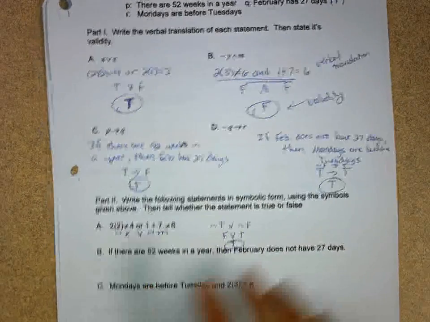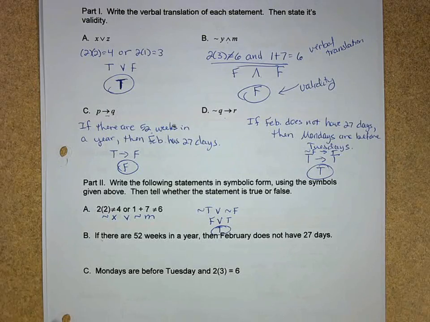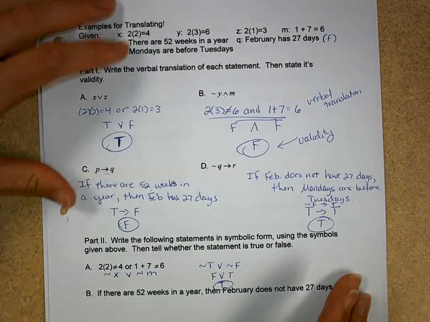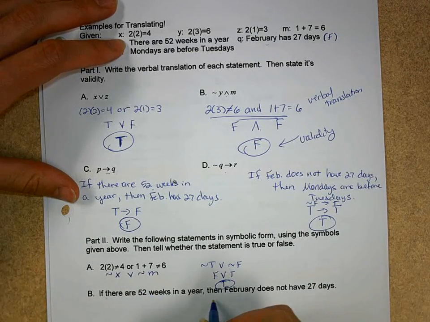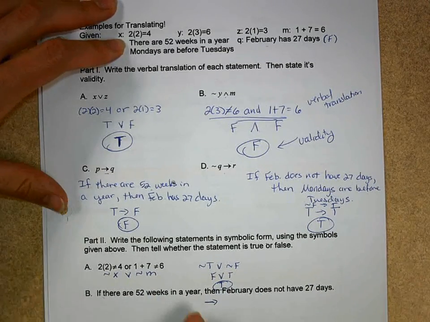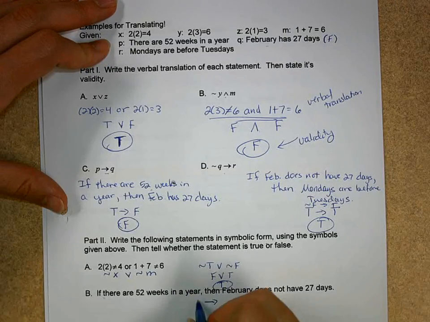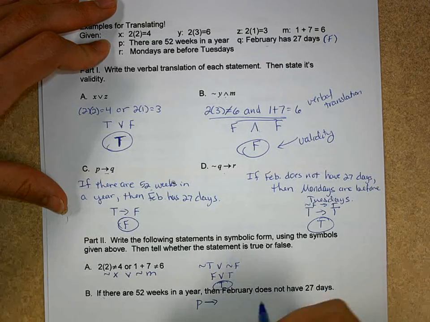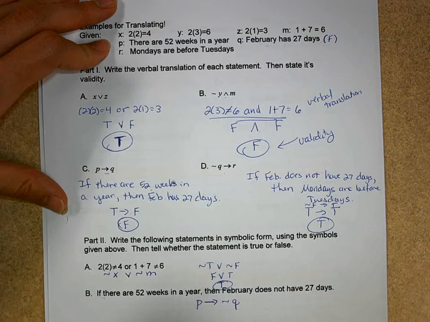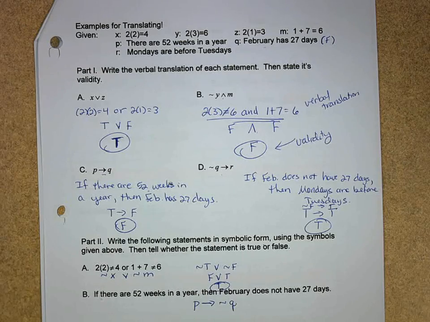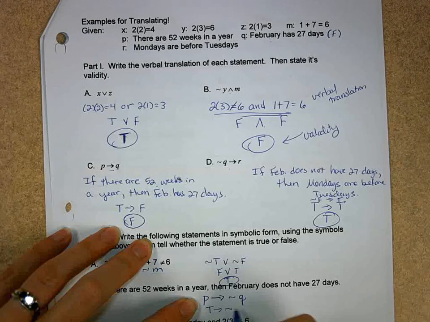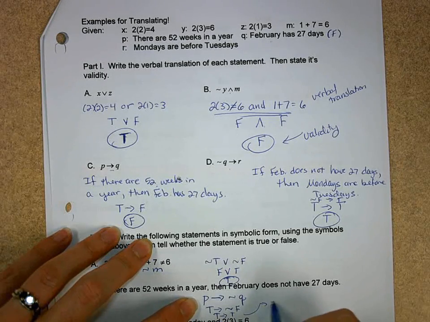But here I have if. Let's look at the next one. If there are 52 weeks in a year, then February does not have 27 days. So I have an if-then statement. So I know it's a conditional statement. Well, there are 52 weeks in a year. Well, that's P. And then I know, oh, February does not have 27 days. So it's going to be not Q. So what does that give for us then? Well, we know this is true, and then I have not false. Well, that's true, then true. I still have a true statement.